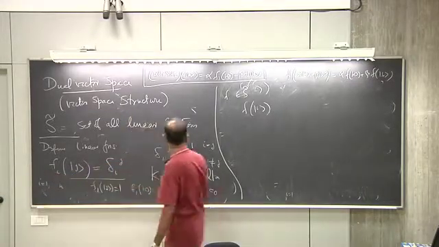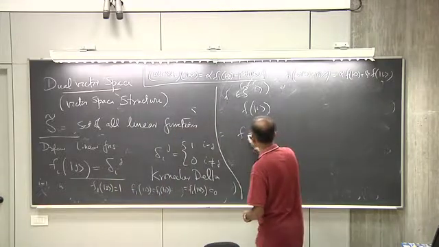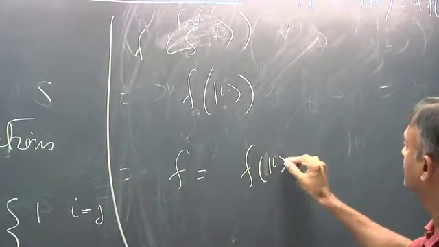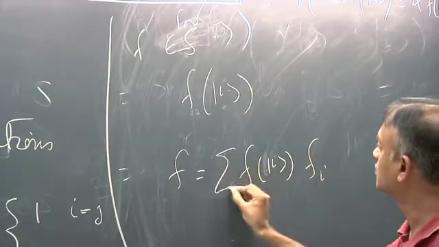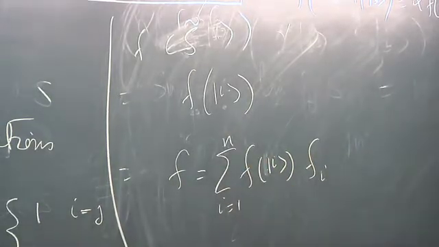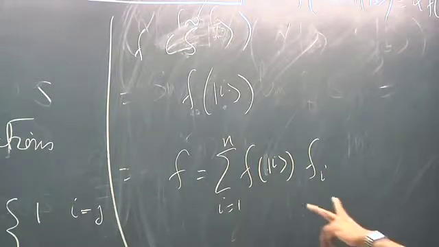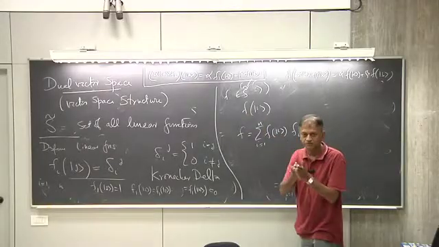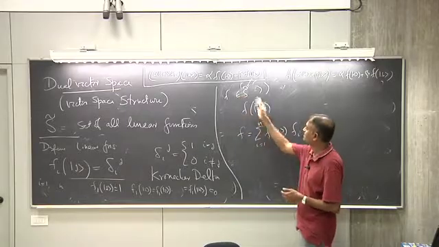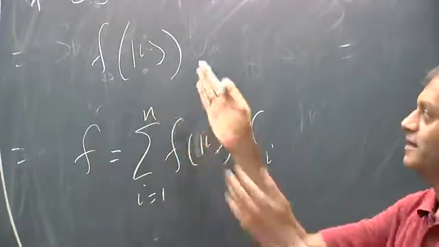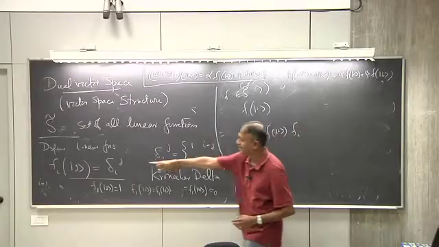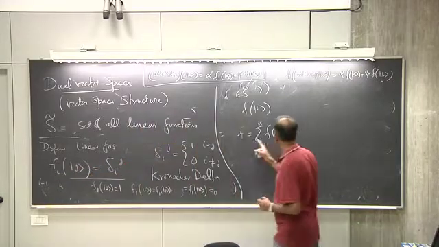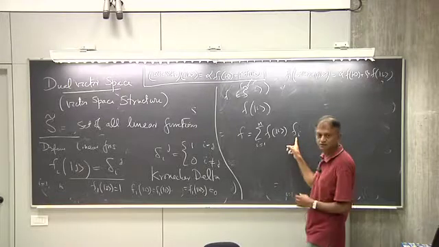So, I define f equal to the sum over i of f acting on i, times fi. This f(i) is some number, a complex number, right? I have given you some function f inside S tilde, which means I know what these numbers are. So I take this number and multiply it by this fi, these basis functions I have defined. Now, the claim is that this f I can express as a linear combination of fi.